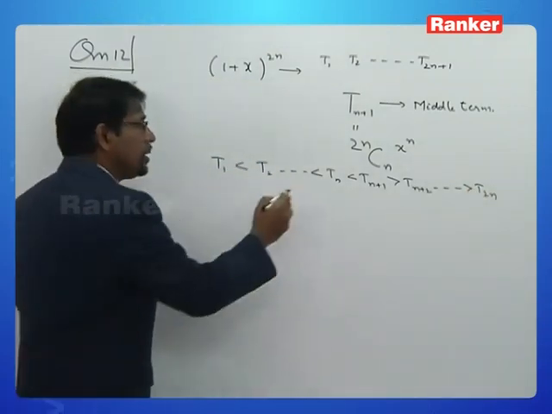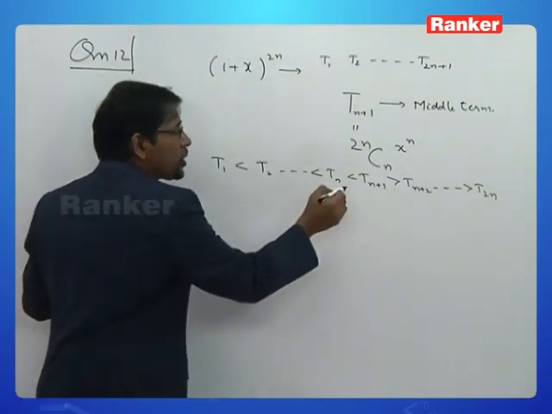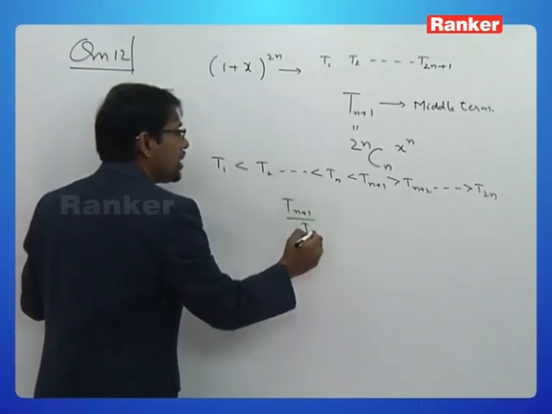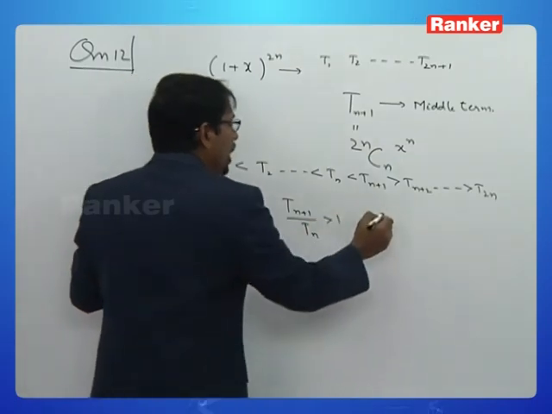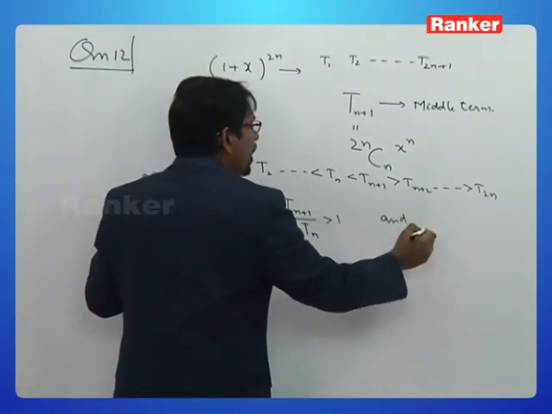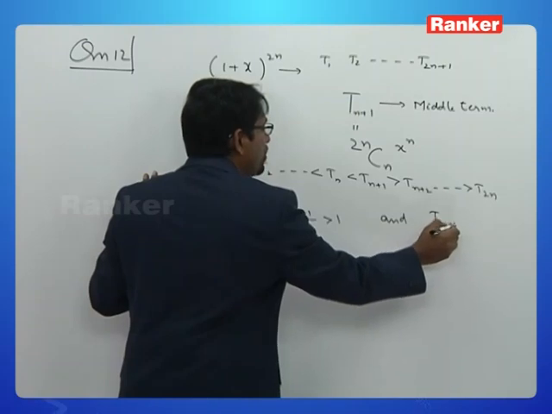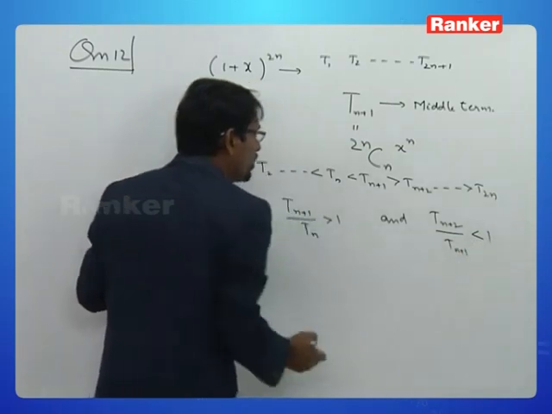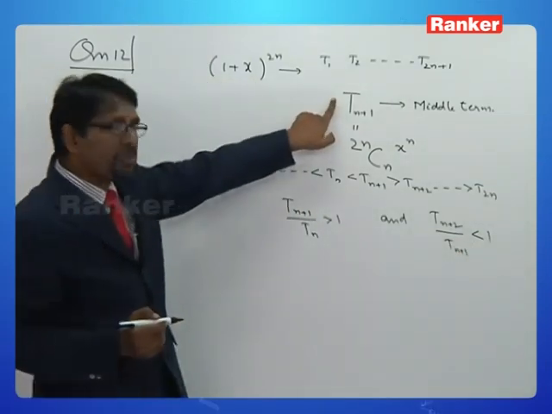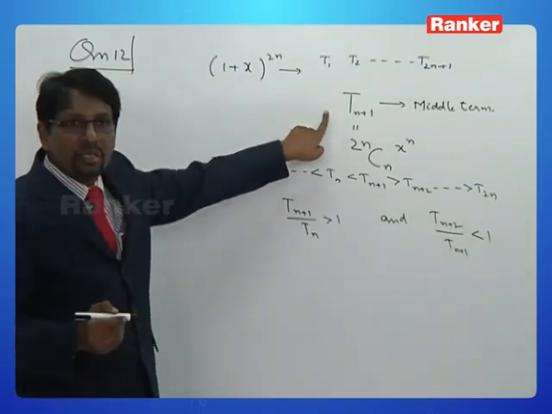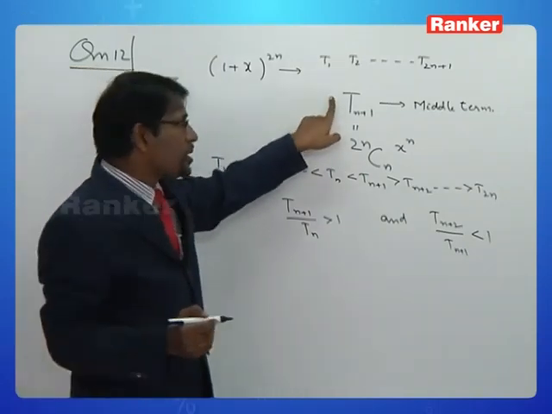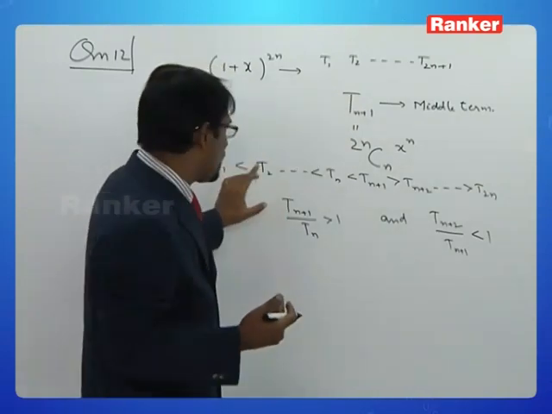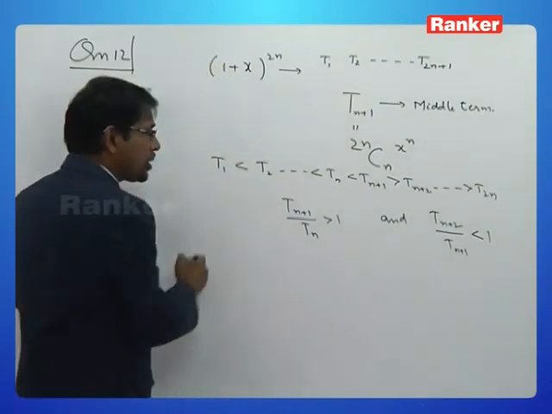So, what should have happened? T(n+1) by T(n) should be greater than 1, and also we need T(n+2) by T(n+1) to be less than 1. Both these things should be obeyed by our T(n+1) if that has to be the greatest term. That is of course the middle term. We want that to be the numerically greatest term. So for that to happen, this is what we need.